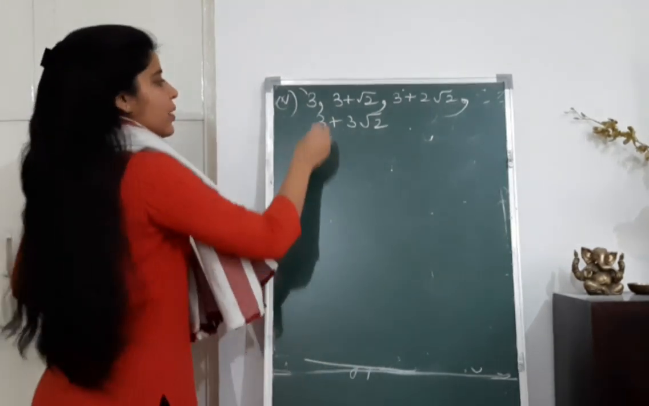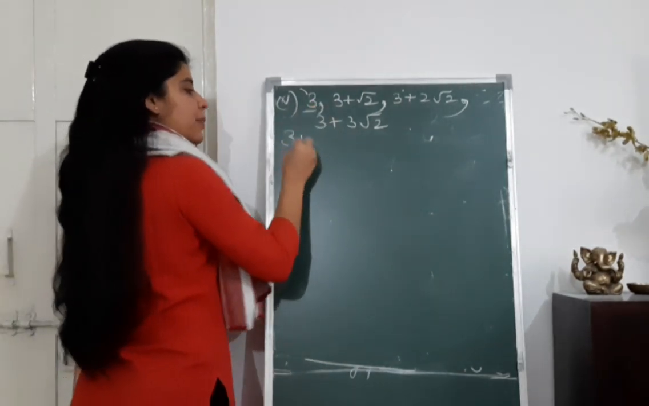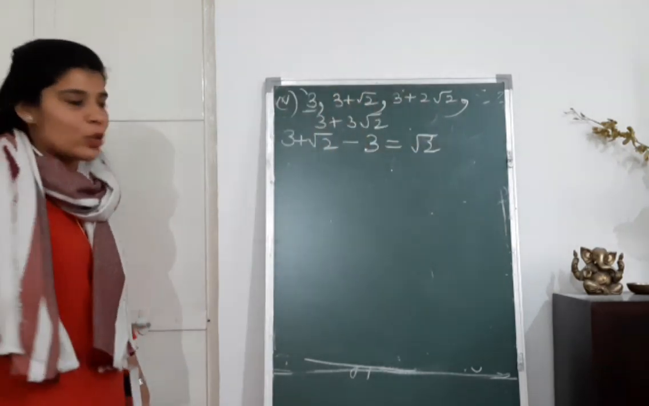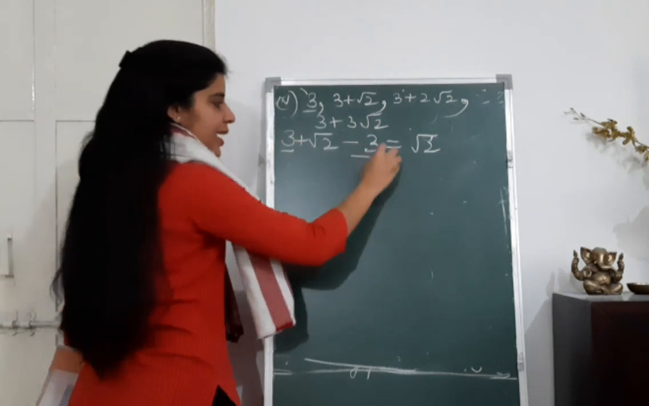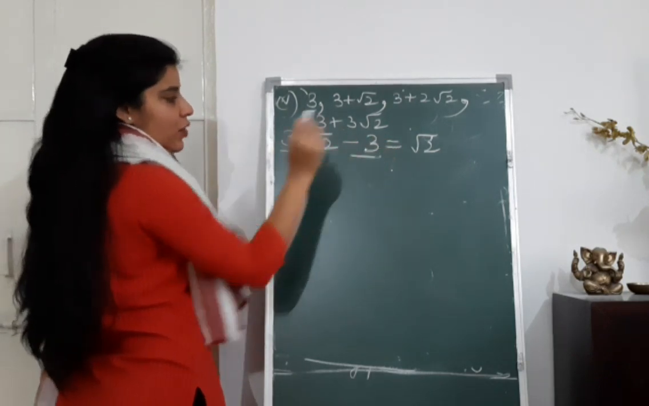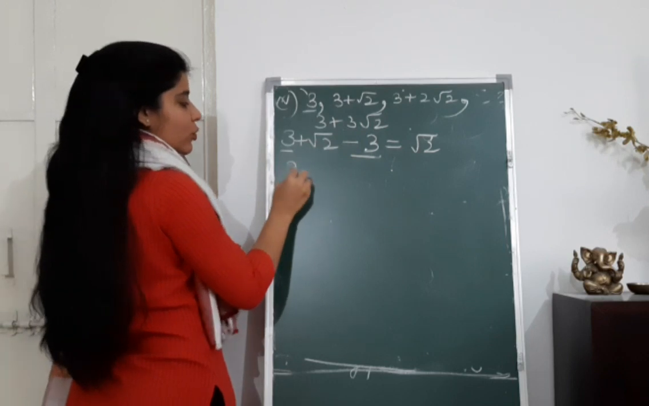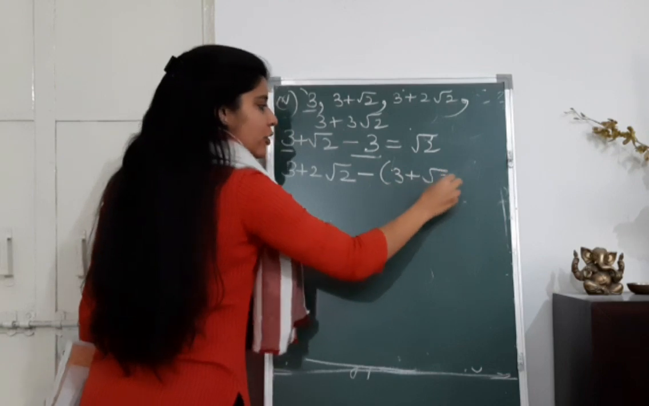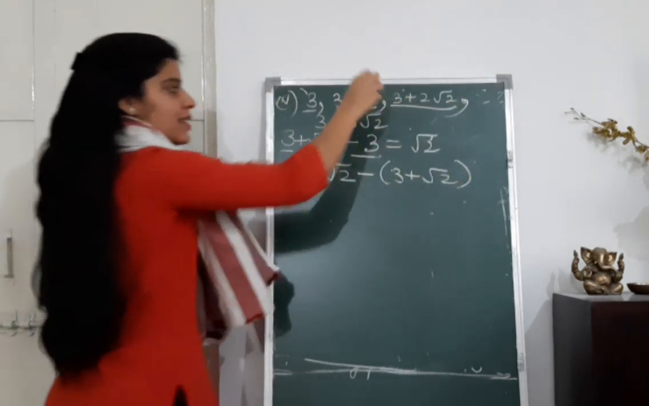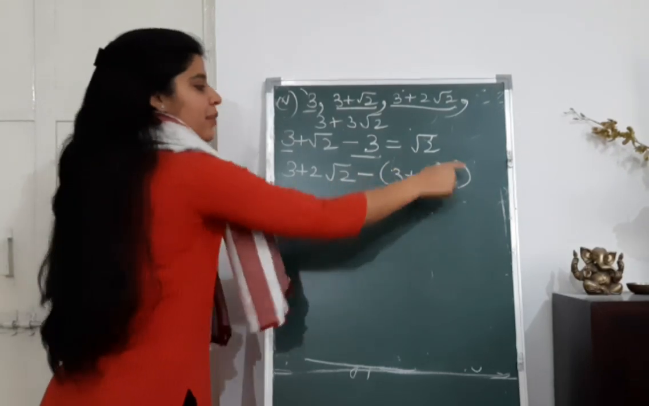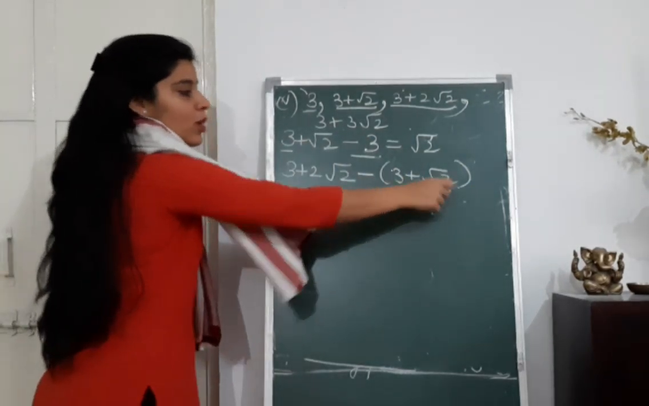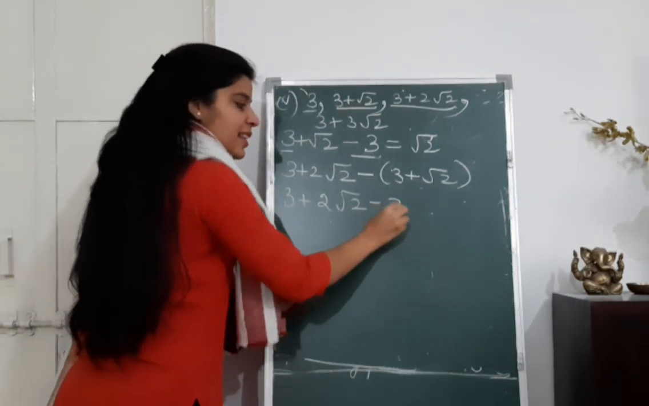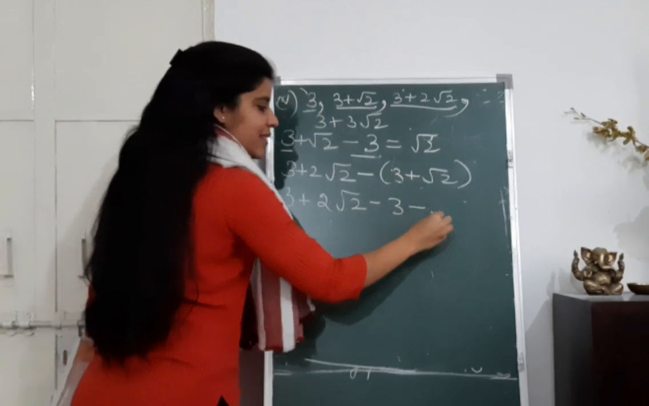Alright? 3 minus 3 is nothing but root 2. Okay, see this and this. You can subtract this from this and then you get root 2. Now for next, 3 plus 2 root 2 minus 3 plus root 2, because this minus this, right? So minus and in bracket this is there. So the sign of both these things will change. So it will be 3 plus 2 root 2 minus 3 and minus root 2.